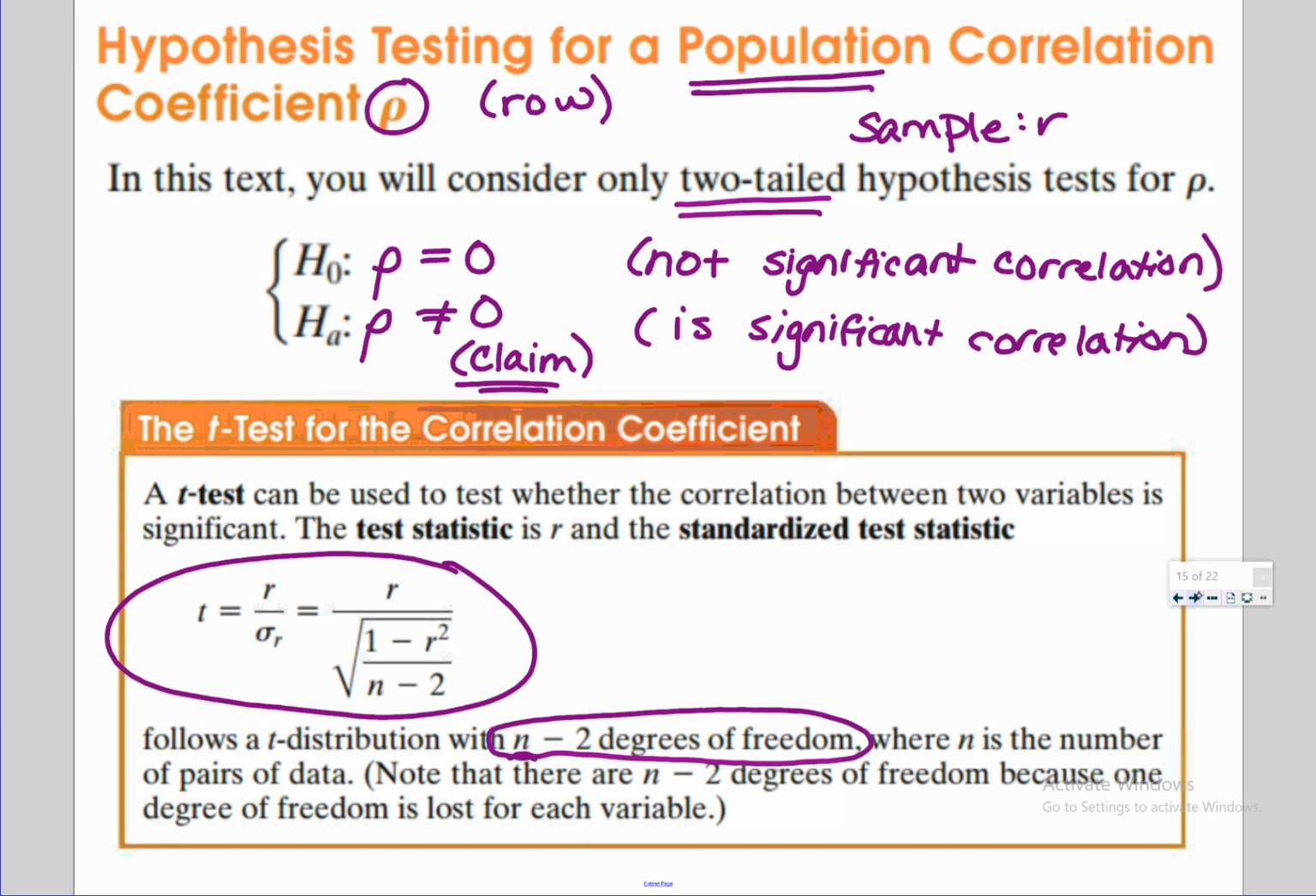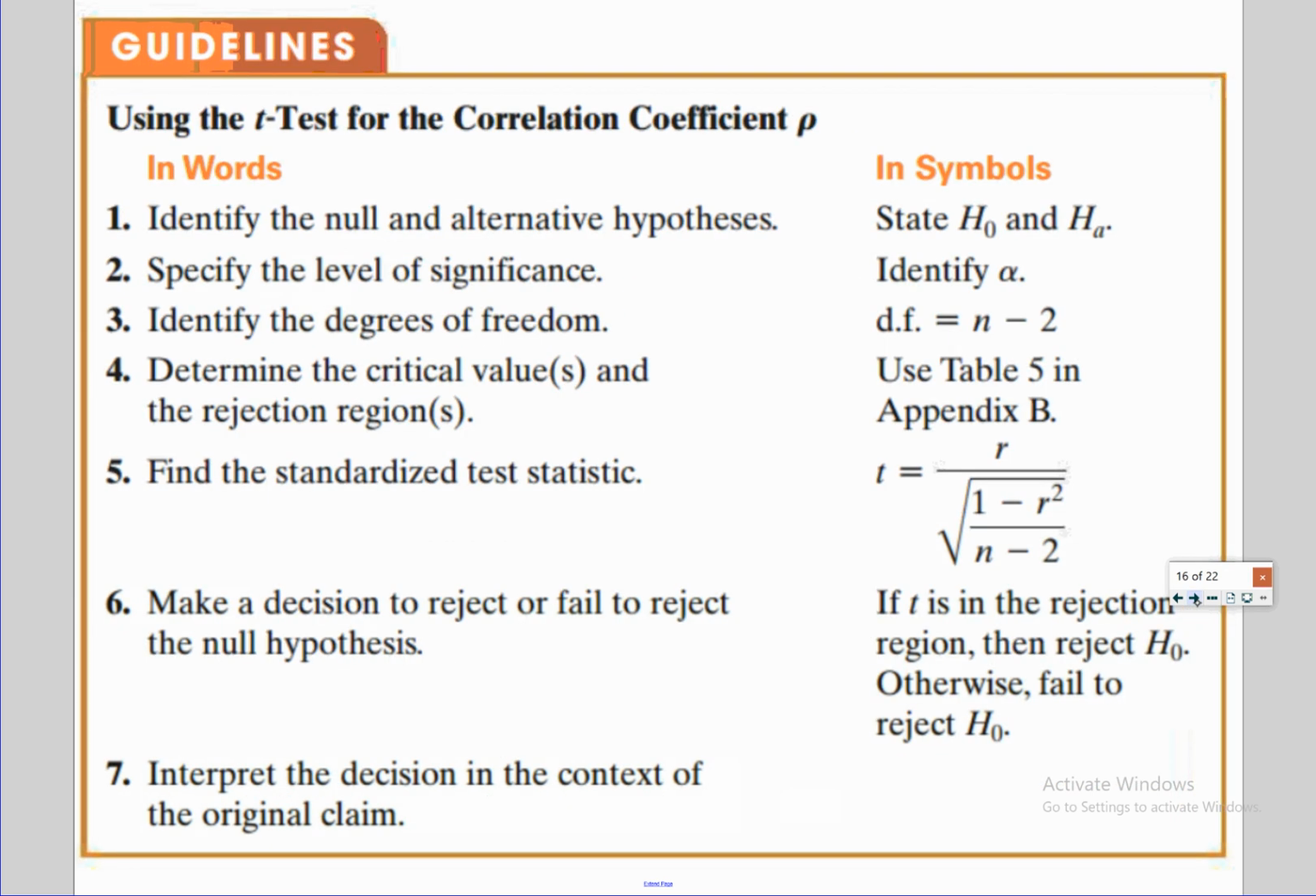Great. Okay. So these are the steps for the hypothesis test, very similar to what we've done before. So we're going to state the null and the alternative, level of significance probably going to be given to us, degrees of freedom n minus 2 for two variables. We're going to find the critical values on our t-chart, which I'm pretty sure I've copied in the packet for you there. We're going to find the test statistic using r. We're going to determine if we reject or do not reject, and then we're going to interpret that decision.